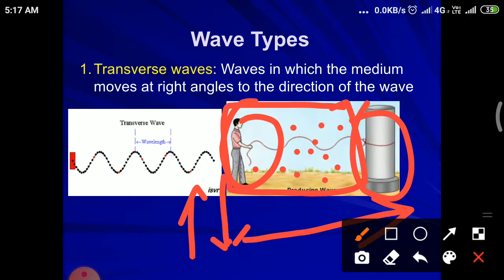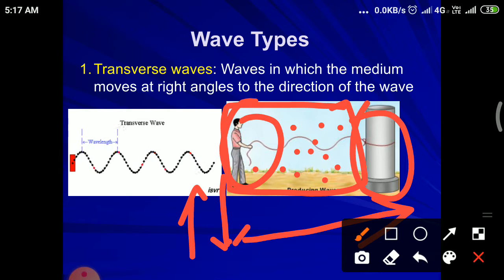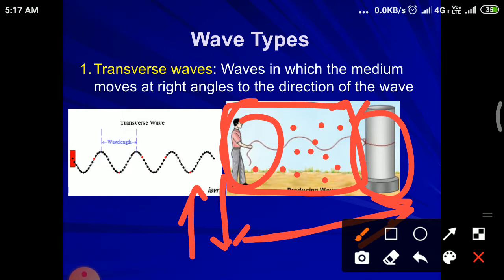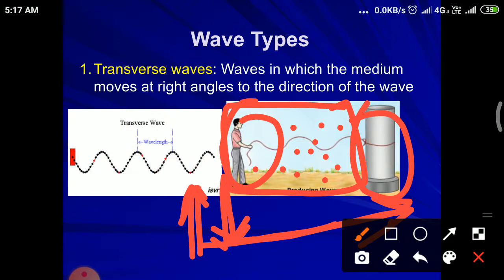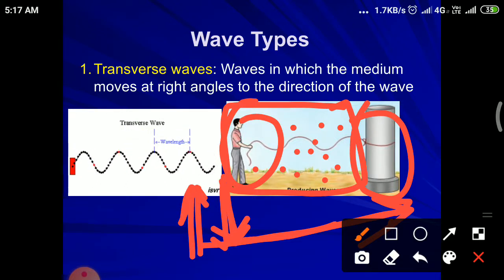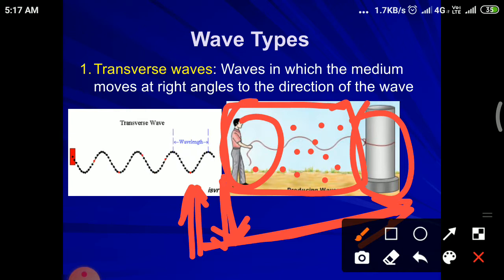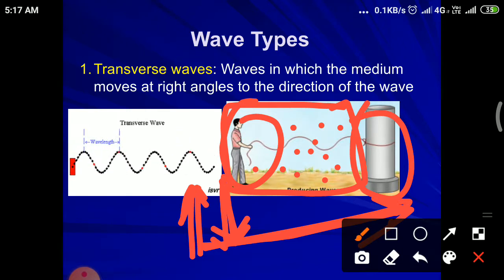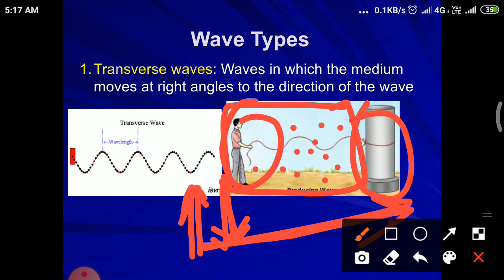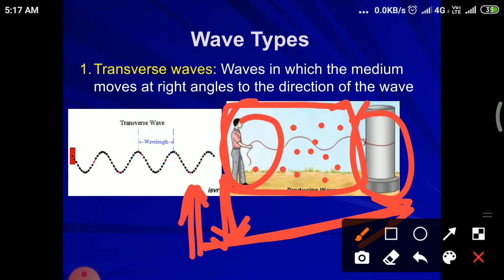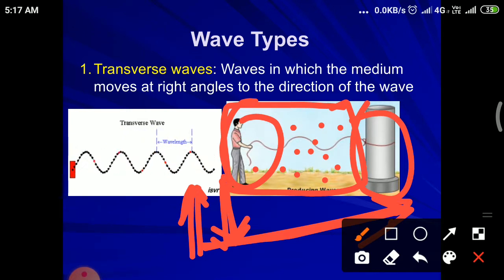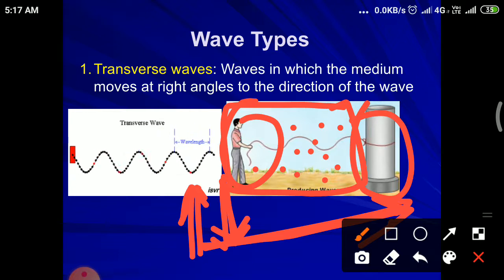So waves in which the medium moves at right angles to the direction of the wave. This is the direction of the wave. The particles are moving up and down. So it is right angle to the direction of the wave. In a transverse wave, the particles in the medium are moving in up and down direction. That means it is at right angles to the direction of the wave.